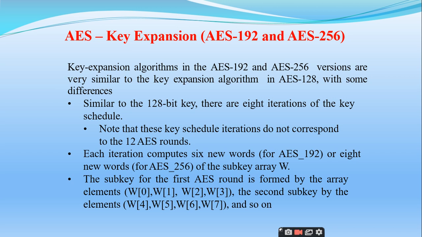Right. So as I told you, the key expansion algorithm in AES 192 and AES 256 is almost similar to the key expansion algorithm in AES 128, with some key differences. Here it is going to compute 6 new rounds for AES 192 or 8 new rounds for AES 256 of the subkey array W. The subkey for the first AES round is formed by this array of elements, the second subkey is formed by this one, and so on. This point we have already discussed, right? Clear?